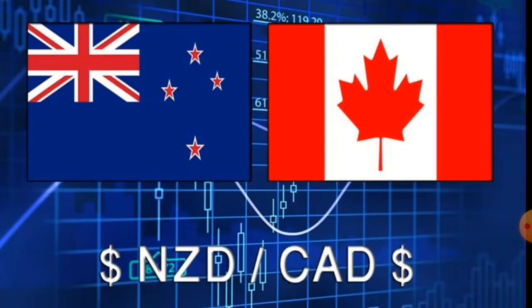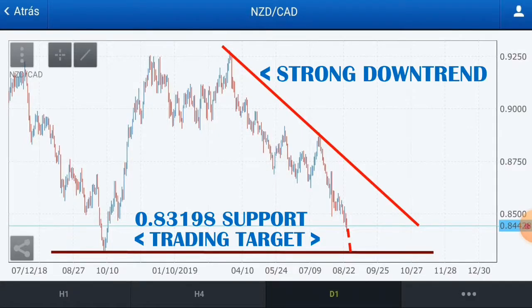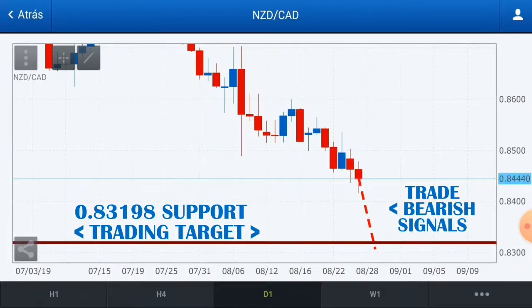New Zealand Canadian dollar. This one, the opposite situation, where the market is moving bearish in a strong downtrend, which, as you can also see, started with a strong double top signal. So the expectation is that the market will hit the 0.8319 level within the next several days. And so to take advantage of this expected movement, we're going to need the market to provide us with a strong bearish signal that would confirm the continuation of the movement bearish and provide us with a trading opportunity as well.